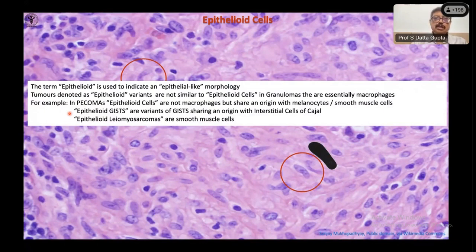Please remember, the term epithelioid is used to indicate epithelial-like morphology. Various tumors are called epithelioid tumors, but they are not similar to the epithelioid cells in granulomas, which are essentially macrophages. For example, in PEComas, epithelioid cells are not macrophages. They have origin from melanocytes and smooth muscle cells. Epithelioid ones in GIST are the interstitial cells of Cajal. Epithelioid leiomyosarcomas are smooth muscle cells. So you can have a variety of epithelioid tumors, with the term epithelioid used as a prefix. Don't mistake them for epithelioid cells of the granuloma.